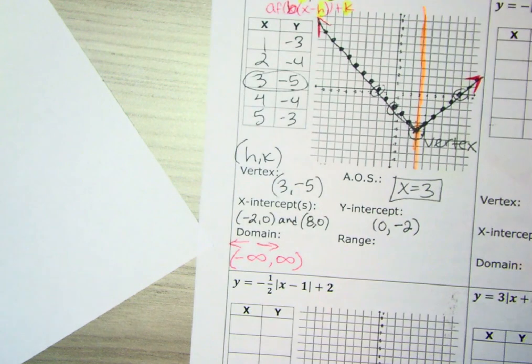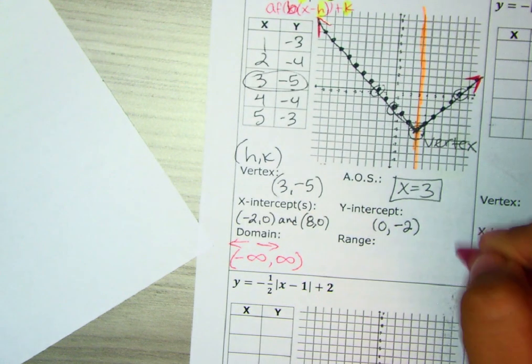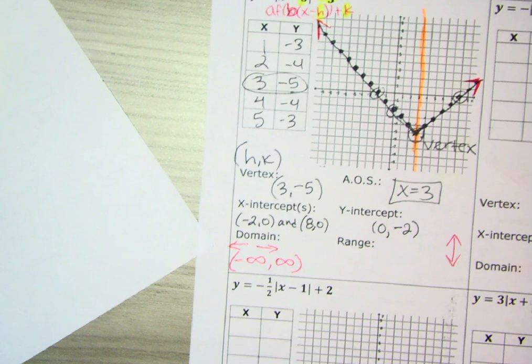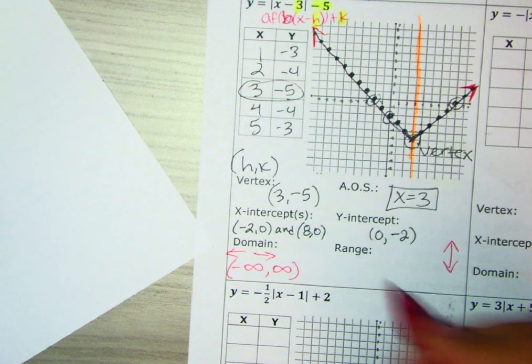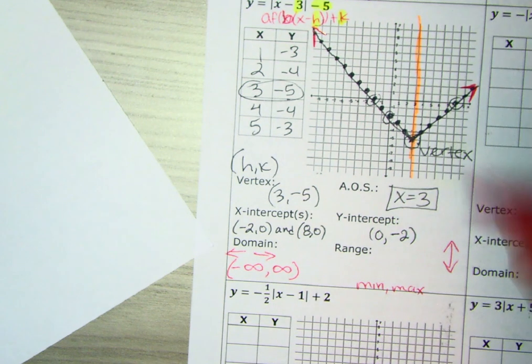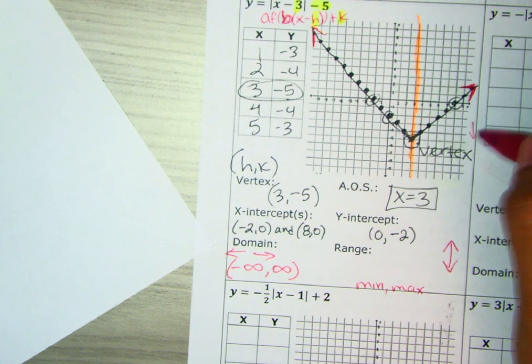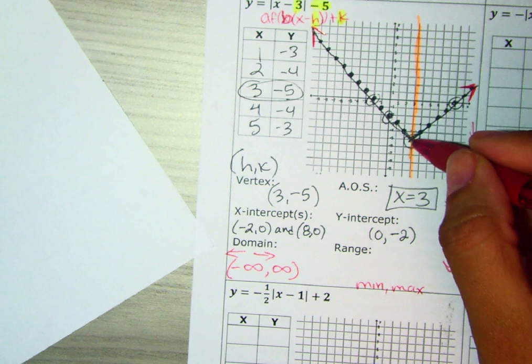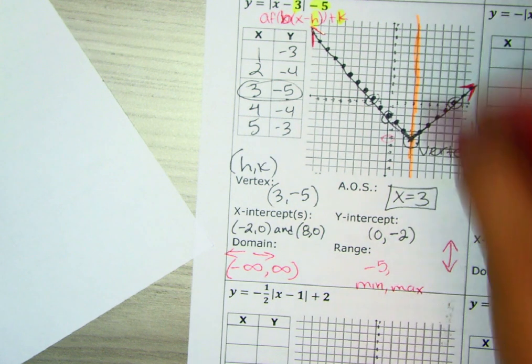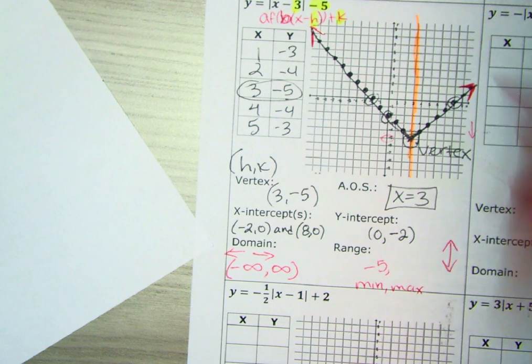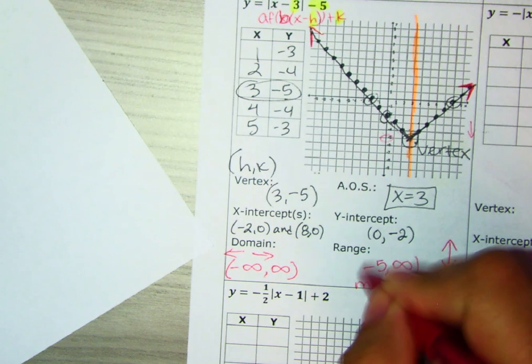For the range, we are looking at it as up and down. So what is the highest and the lowest this graph is going? We're always going to start with the minimum first. So let's look at it going down. What's the lowest that this graph goes? According to this, it's -5. So -5, comma. The highest will be forever up, so infinity.